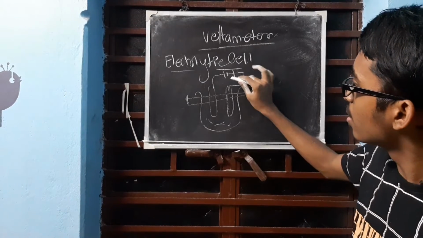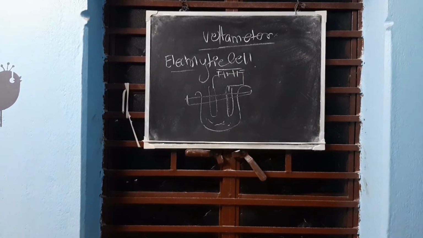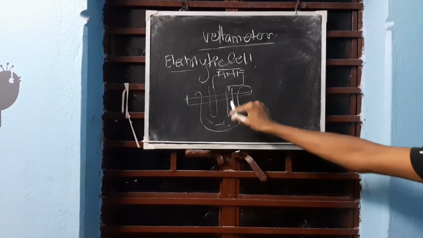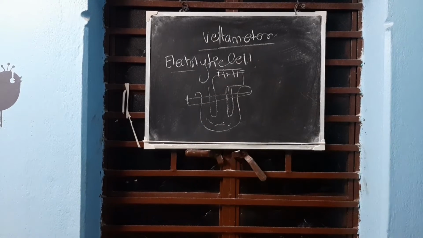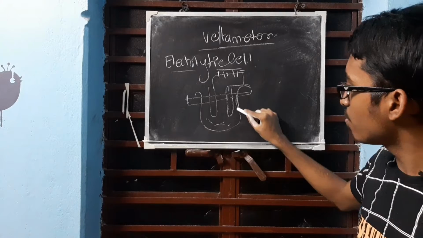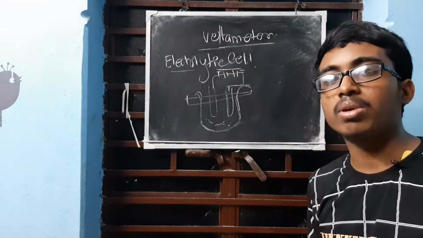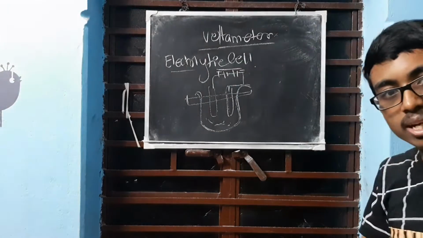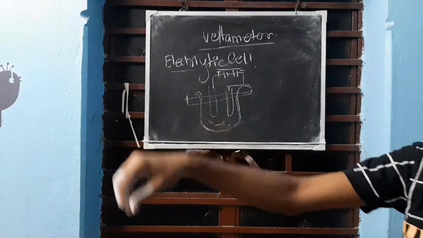Okay, negative terminal, positive terminal. This is a simple electrolytic cell, or called a voltameter. So this vessel that we have taken must be a non-conducting vessel. Any common reason you can give? Whenever you touch it, you would get an electric shock. That we do not want. So it is a non-conducting vessel. Clear? Non-conducting vessel with two electrodes.